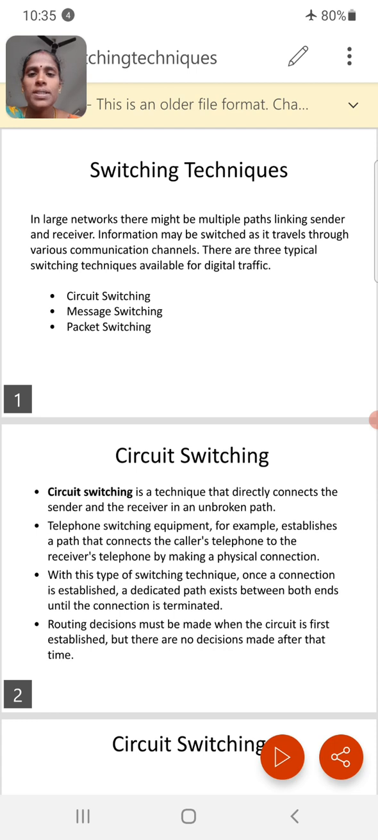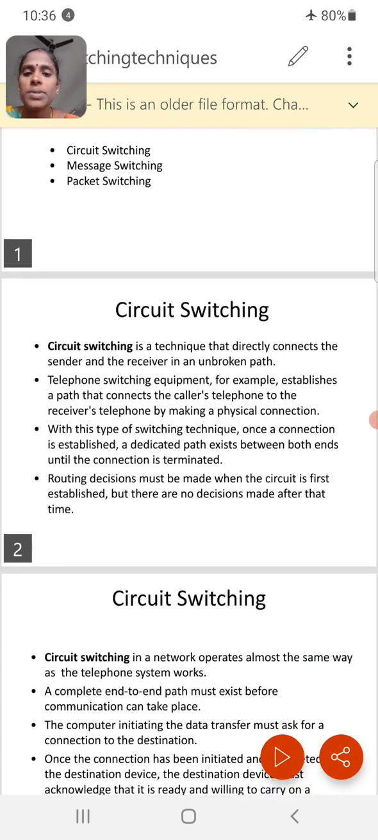Today my topic is switching techniques. In large networks, there might be multiple paths linking sender and receiver. Information may be switched as it travels through various communication channels. There are three typical switching techniques: circuit switching, message switching, and packet switching.